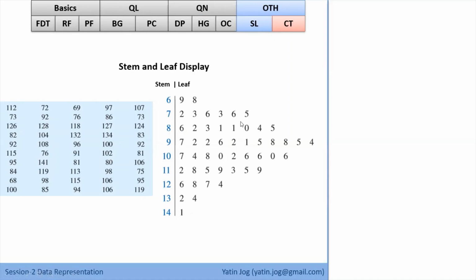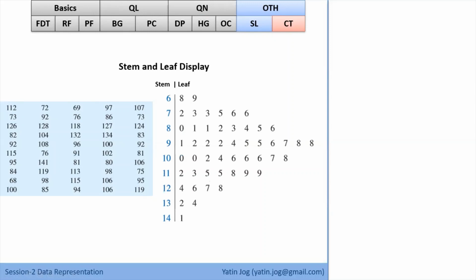Now, if you look at all the leaf values, they are not in sorted manner. So the next step is just to sort the leaf section, and you'll get this stem and leaf display. So this is the stem and leaf display output.